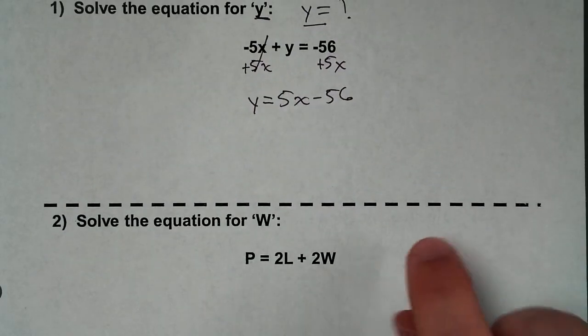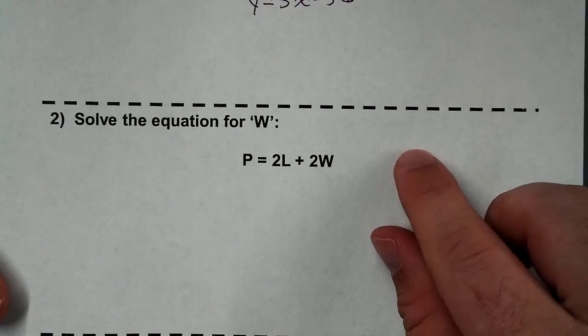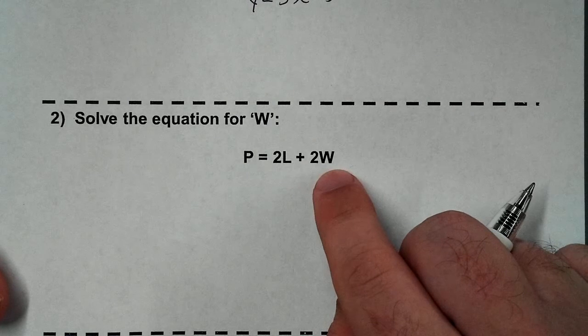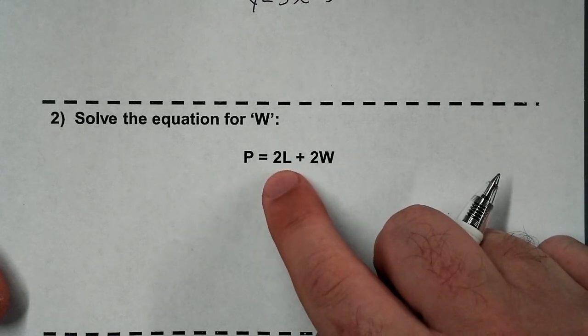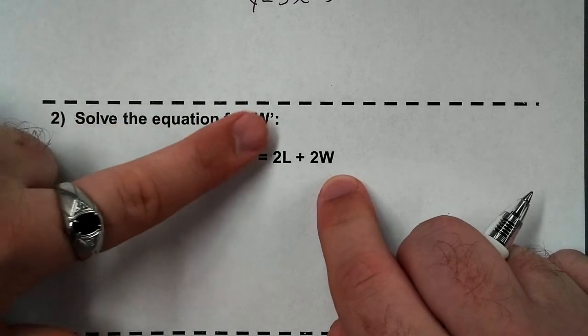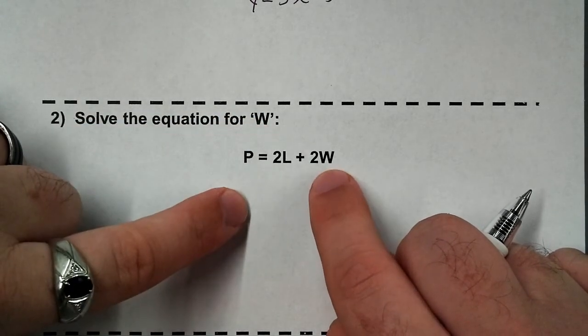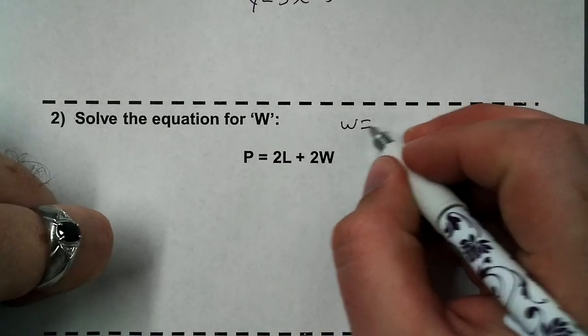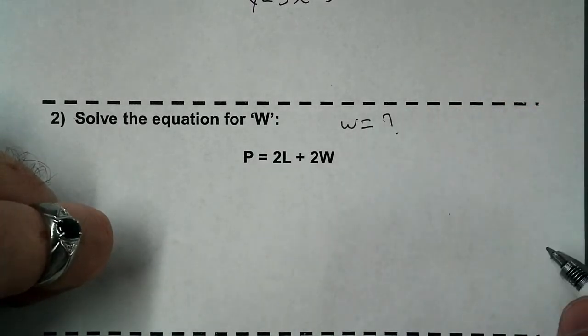Now, let's look at the second example. It says solve the equation for w. Now, if you notice, this is the formula for perimeter. Perimeter equals 2 times length plus 2 times width. Now, we want to solve for w. W is all the way over here. So what we need this to say is w equals, whatever's left over.